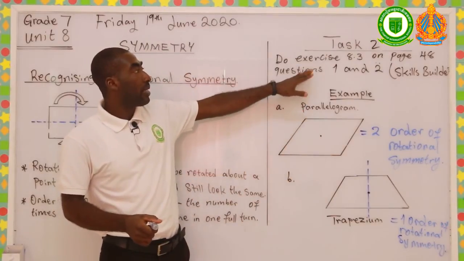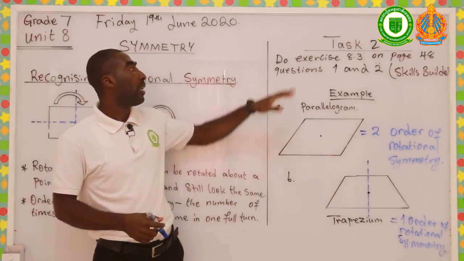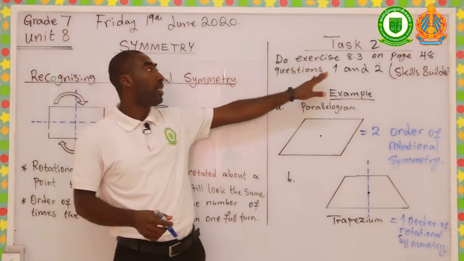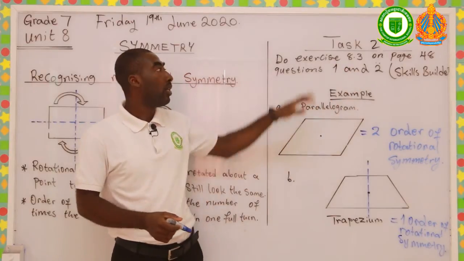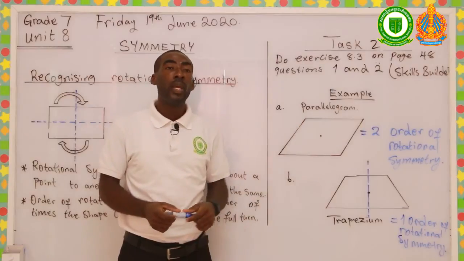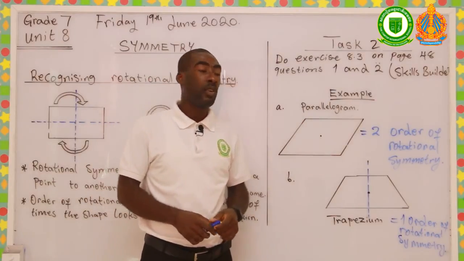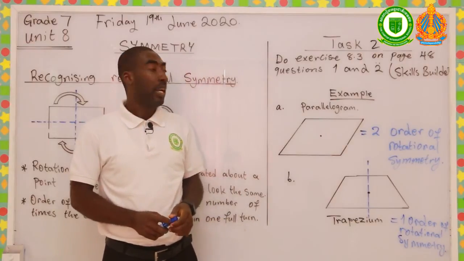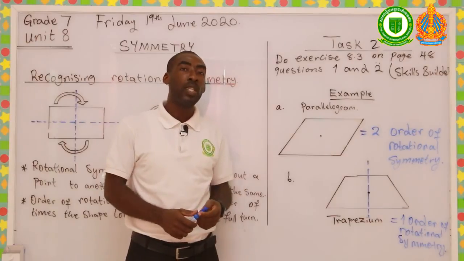We will move to our second activity, which is our task 2, and we are doing exercise 8.3 on page 48. We are doing questions 1 and 2, and you can find this exercise at the Skills Builder book section of your textbook.